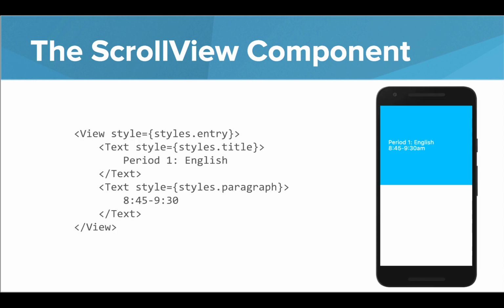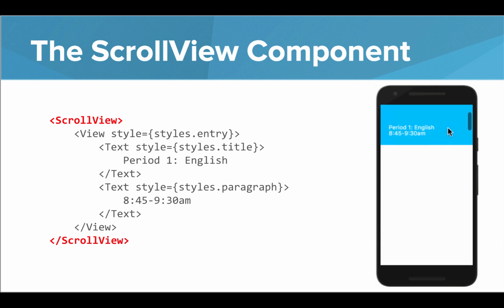Let's say we have some text components and we want the user to be able to scroll through them. All we have to do to make these components scrollable is surround them with a ScrollView component. We can also scroll through other components, such as images, touchable highlights, or views inside a ScrollView component. We can even nest ScrollView components and make different parts of our scrollable content scrollable.